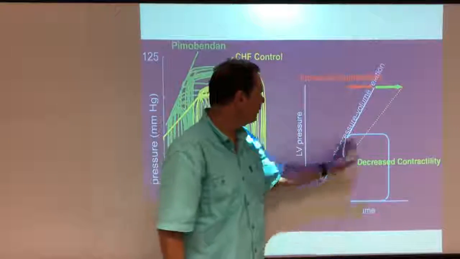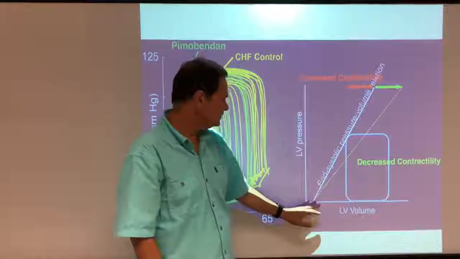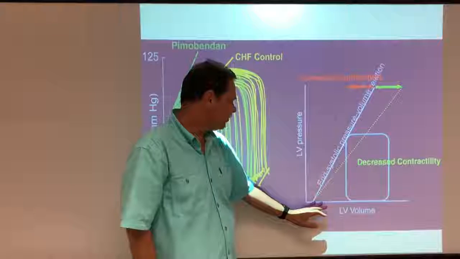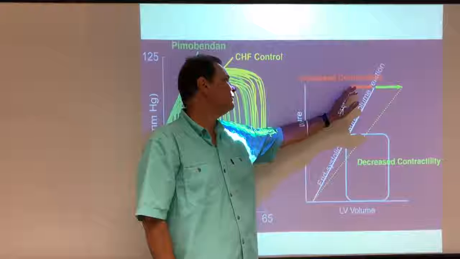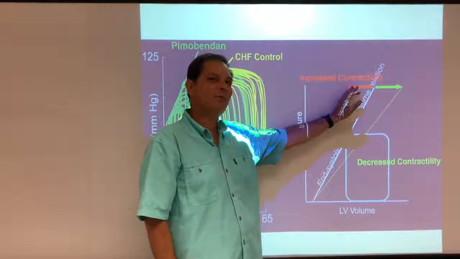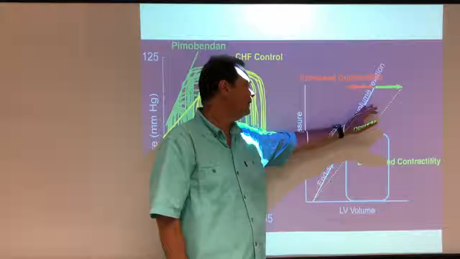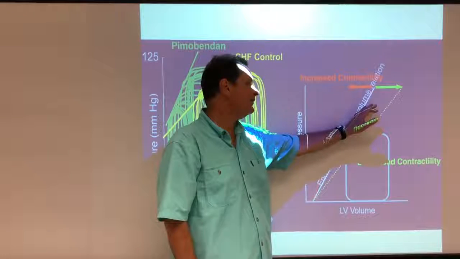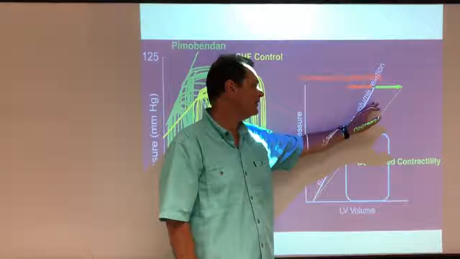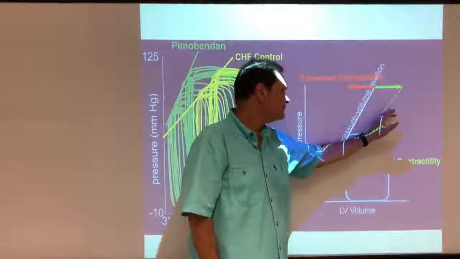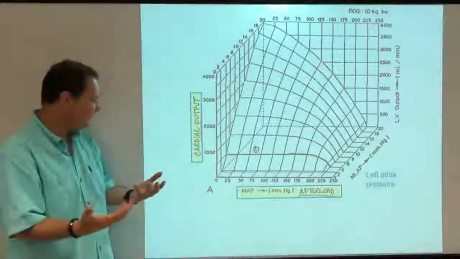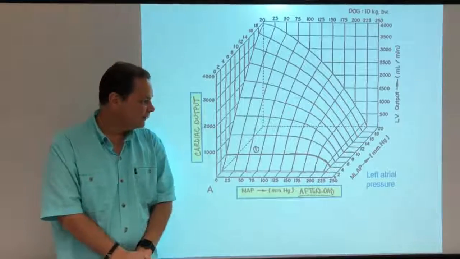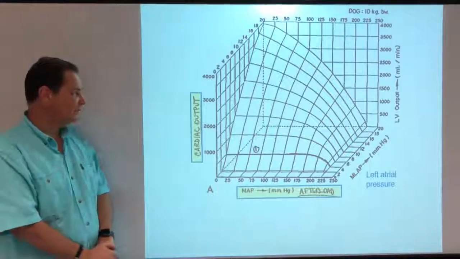So here's our normal end systolic pressure-volume relationship. If the inotropic state or the contractility of the muscle goes up, say because you gave the patient a drug, it shifts this way, upward and to the left. If the patient is in a disease state or something else is going on that decreases the contractility, you get a shift to the right and down. Okay? All right. Finally, we can put this on a three-dimensional graph.